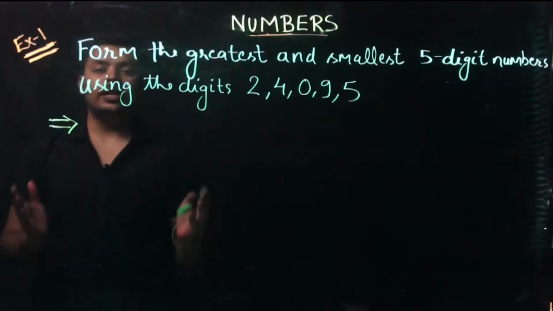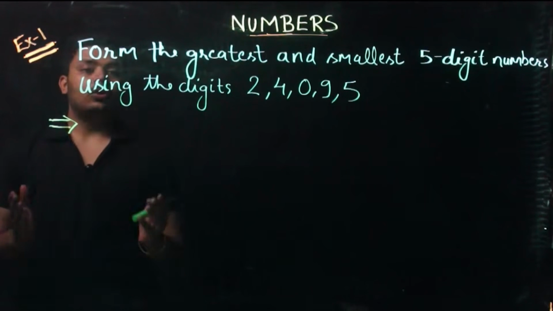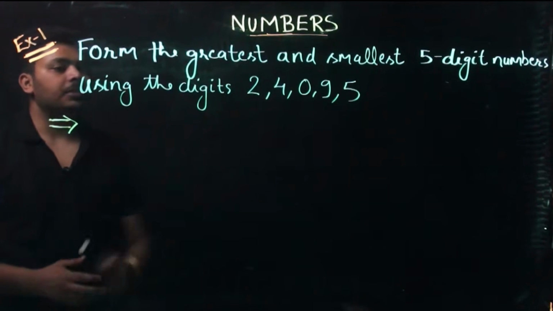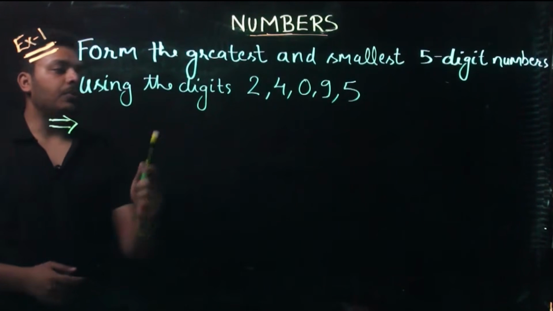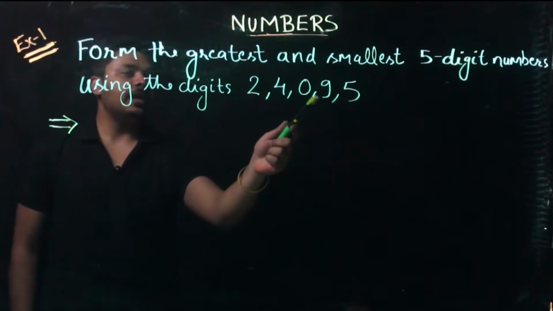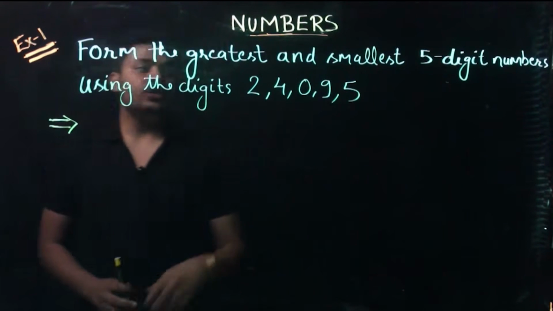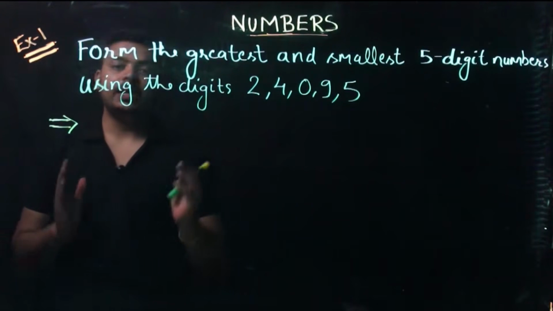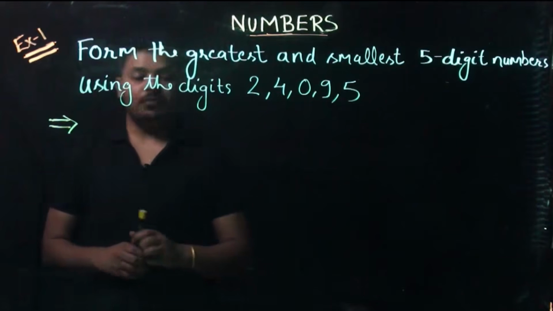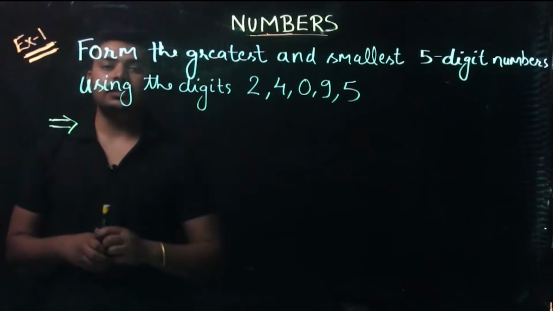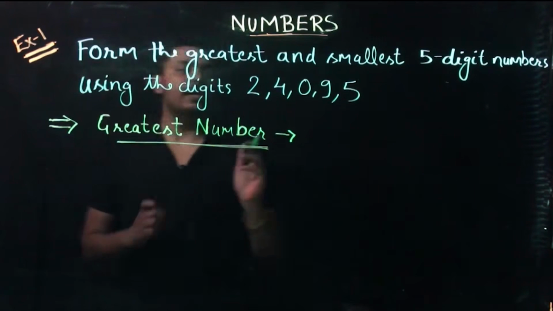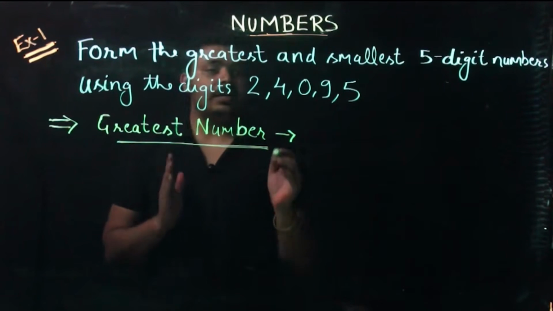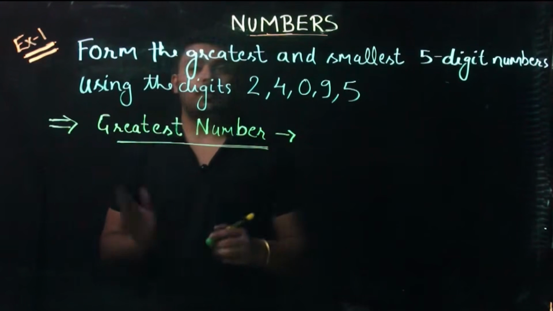So students, let's look at our first example. Let's form the greatest and the smallest 5-digit numbers using the digits 2, 4, 0, 9 and 5. So using these 5 digits, we have to form a greatest 5-digit number and a smallest 5-digit number. First of all, we will form the greatest number. To form the greatest number, we need to arrange the digits in decreasing order from the left hand side.